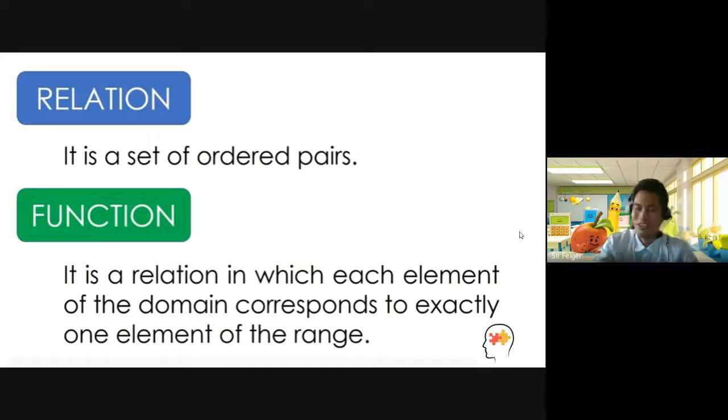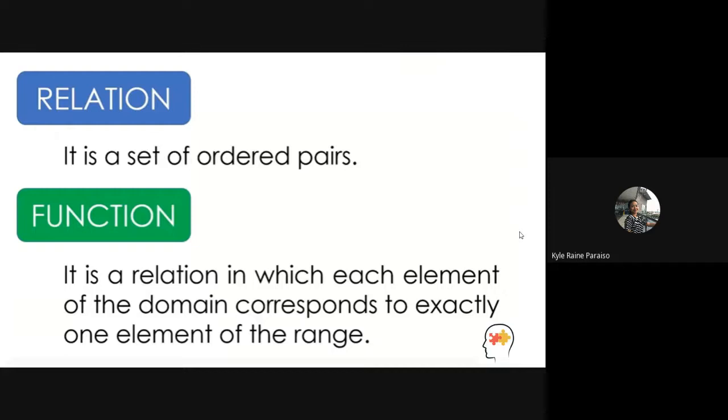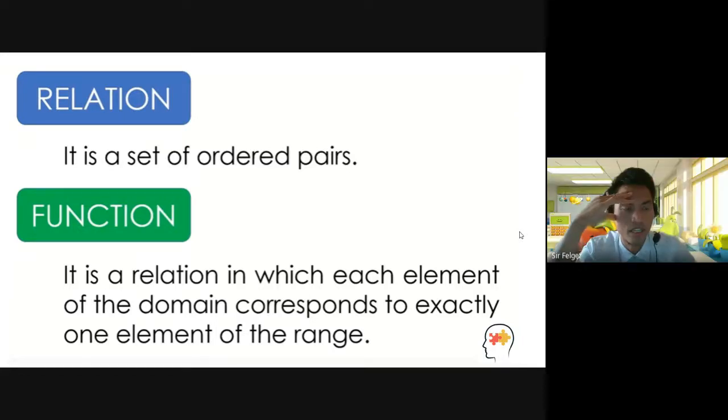Ayan na. So, can you please read. Kyle? Pakibasa ako, Kyle. Relation. It is a set of ordered pairs. Function. Alright. It is a relation in which each element of the domain corresponds to exactly one element of the range. Okay. So, thank you, Kyle. So, let's continue to review. Relation is a set of ordered pairs. So, all ordered pairs written in a set notation ay relation siya. Okay?